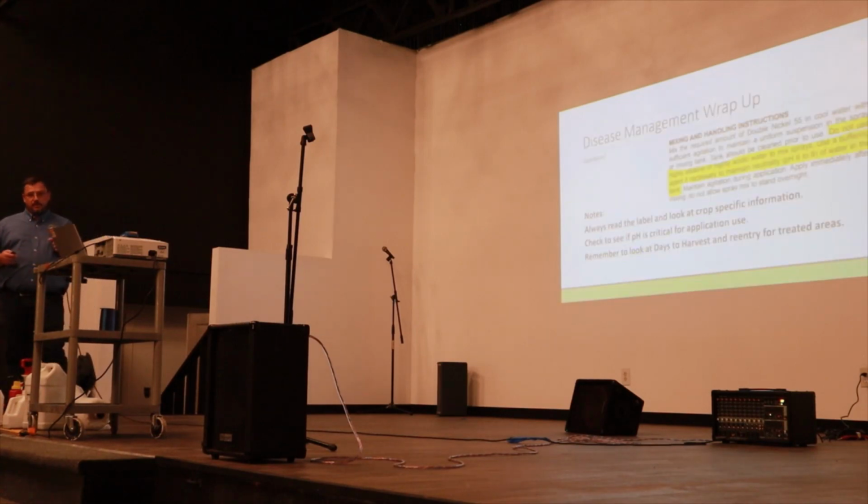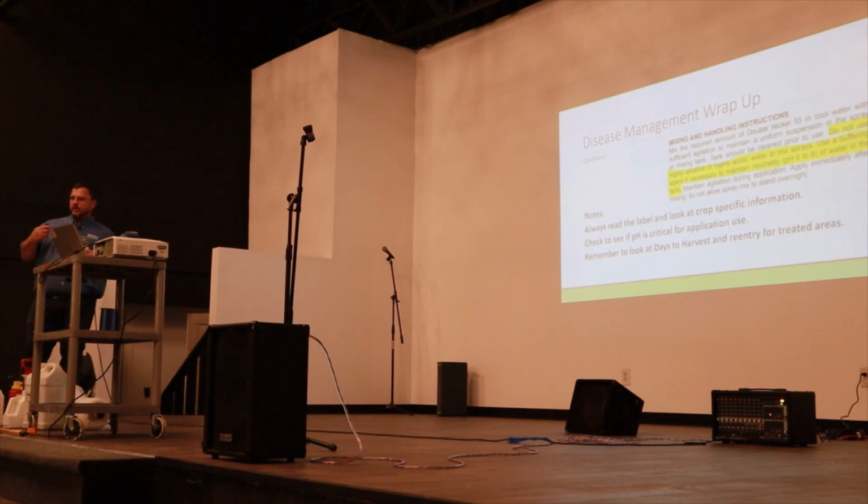All right, so let's wrap up disease management. I think we're probably pretty close on time. So again, always read the labels. If you're trying to control a specific disease, make sure you understand how the label recommends that you do that for your application rates. Don't let kids play with your disease control products.